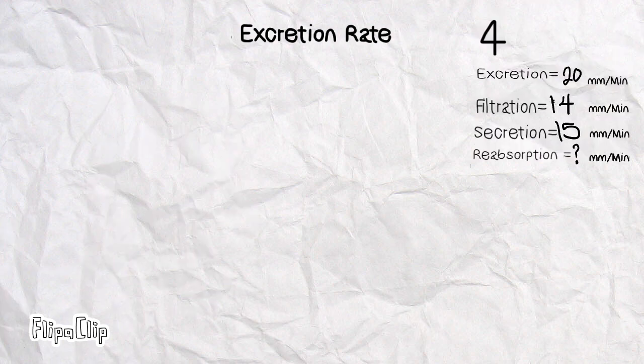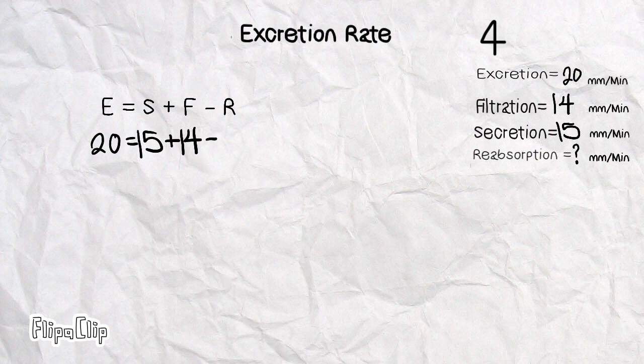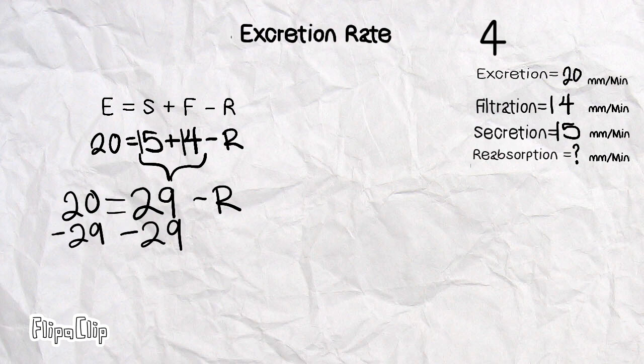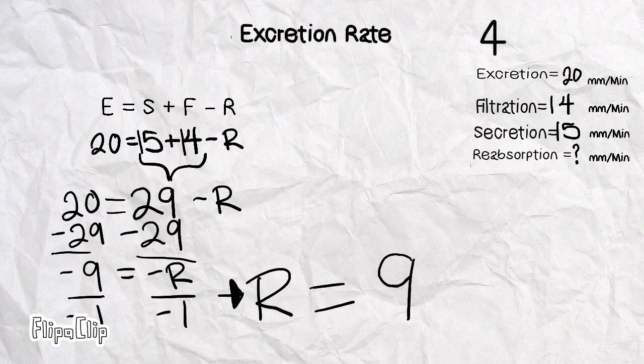Number 4. Let's grab our formula and plug in our variables. We can combine 15 and 14, which equal 29. Now, we can move it over to the other side. Now, our problem is negative 9 equals negative R. So, let's get rid of the negative by dividing. And our reabsorption rate is 9.